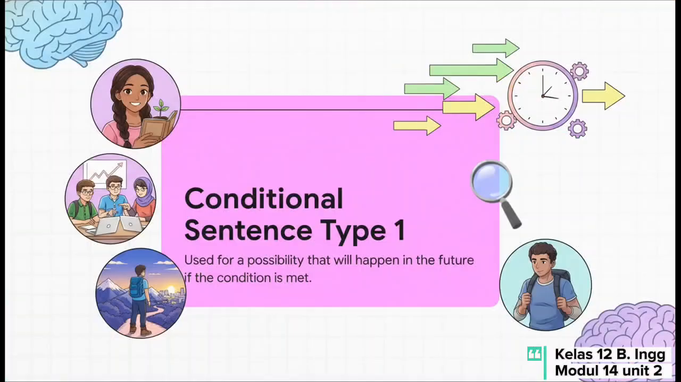So what's this rule actually for? It's for talking about real possibilities, things that could genuinely happen. This isn't for daydreaming about impossible scenarios. No, this is for making concrete plans and predictions about the future.